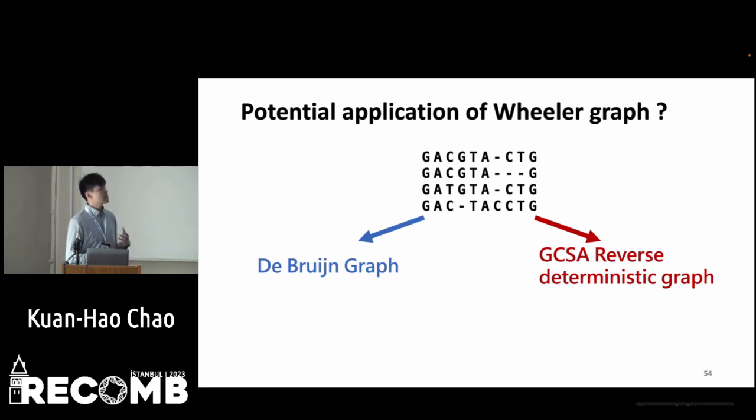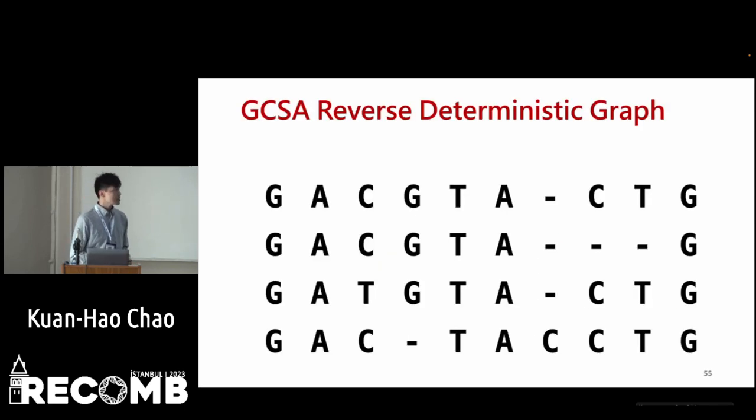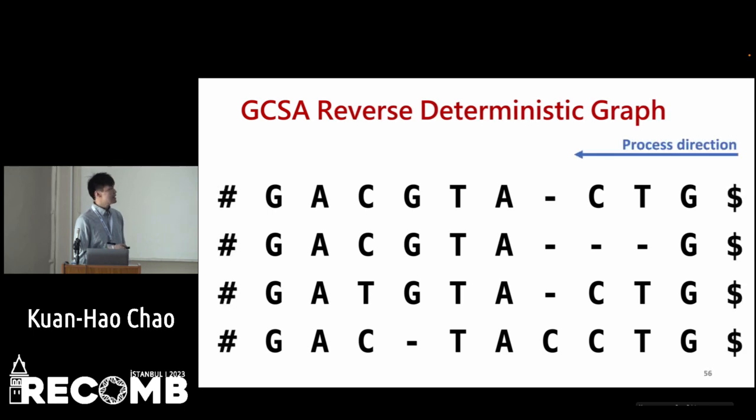The good thing is that it preserves the genome coordinate. However, it is not always a Wheeler graph. So I also go through a simple example to show how to build the reverse deterministic graph. We first add the dollar sign and the pound sign, and we process following the arrow direction.